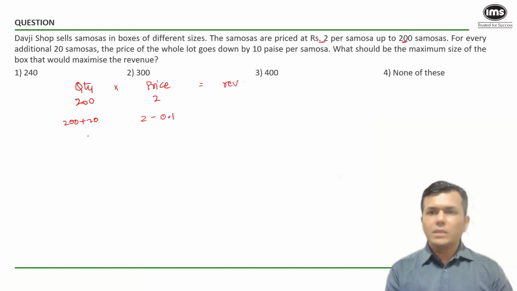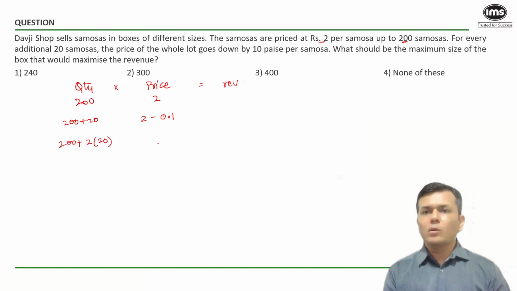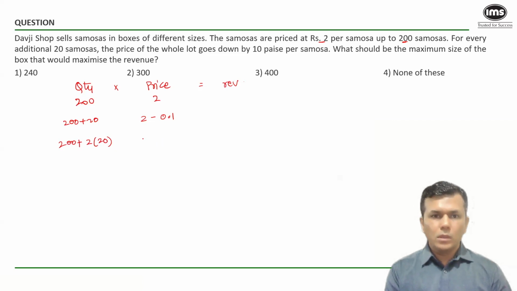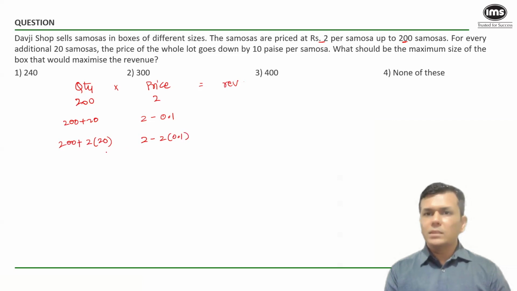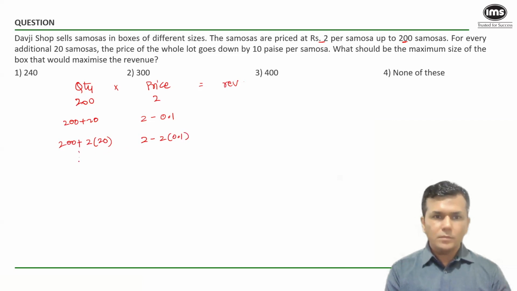Now, similarly, if I'm, let's say, adding 2 lots of 20 samosas, in that case, the new quantity is 200 plus 2 lots of 20 samosas. And in that case, the price will go down by 0.1 2 times. So the new price is going to be 2 minus 2 times 0.1. Now, similarly, if I'm adding n lots of 20 samosas, then the price will also go down by 10 paisa n number of times. So for that case, we have 200 plus n lots of 20 samosas, and the price per samosa will be 2 minus n times 0.1, right?